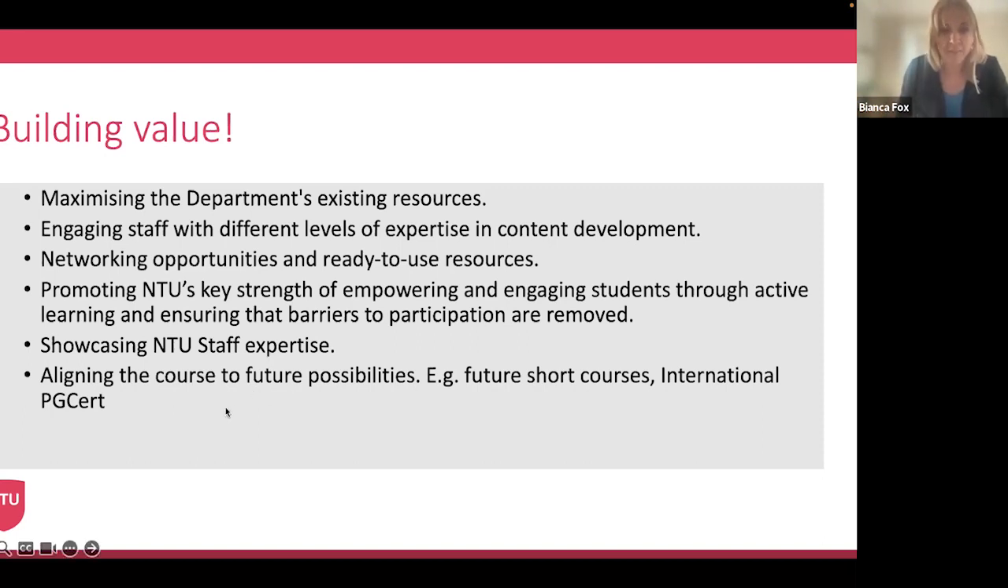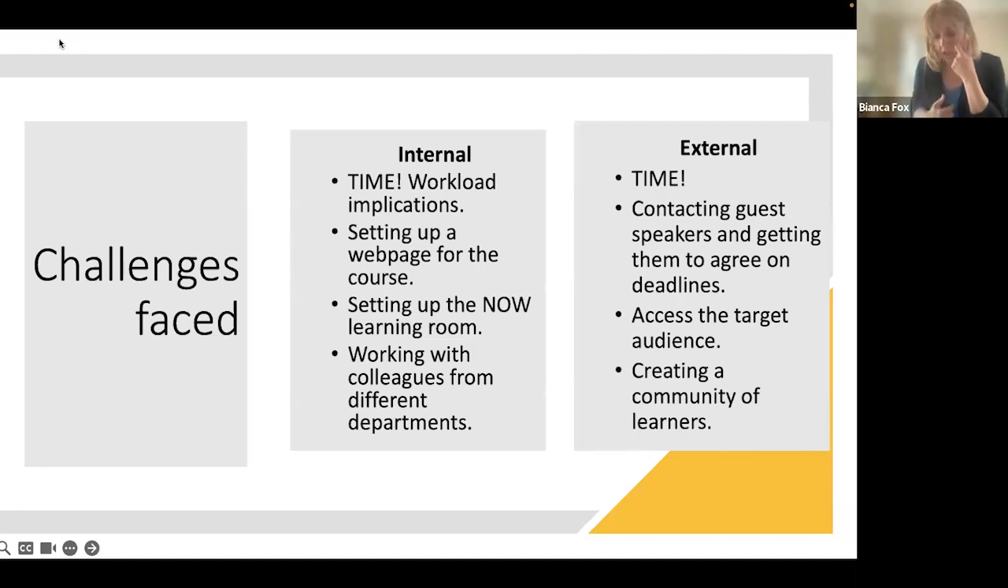Now, with this in mind, I'm going to go through the challenges, but then I will talk briefly about the steps that anyone, I think, could take to create a short course. So these are some of the challenges that we faced, both internal and external. Of course, like all of us have discovered this year, we all struggled with workloads.